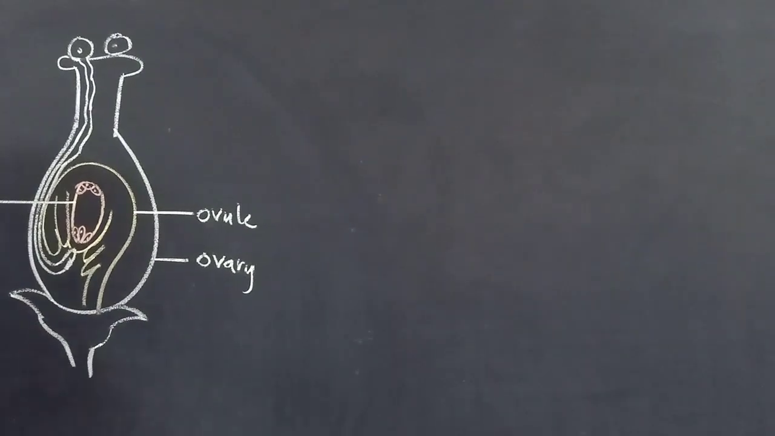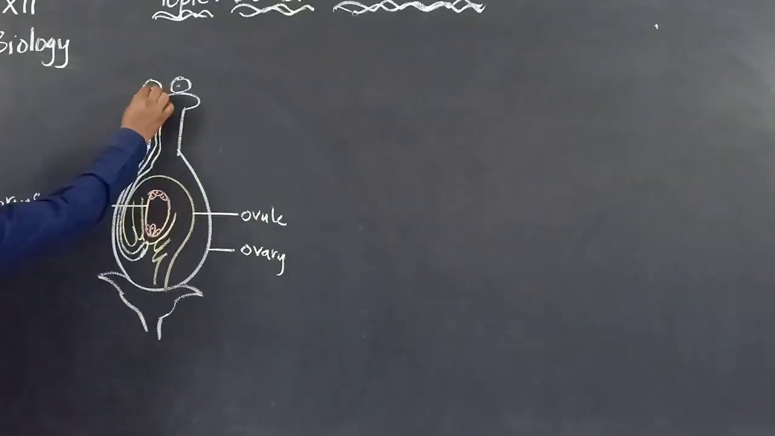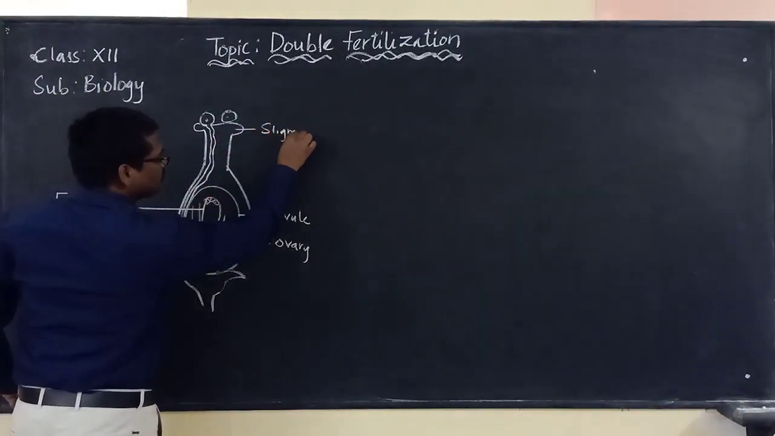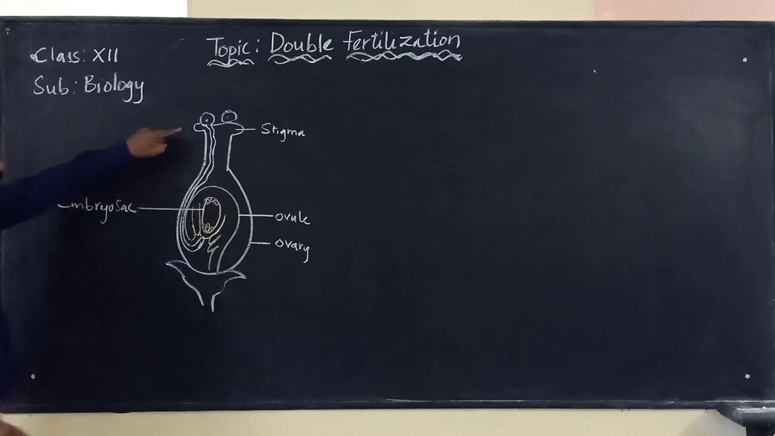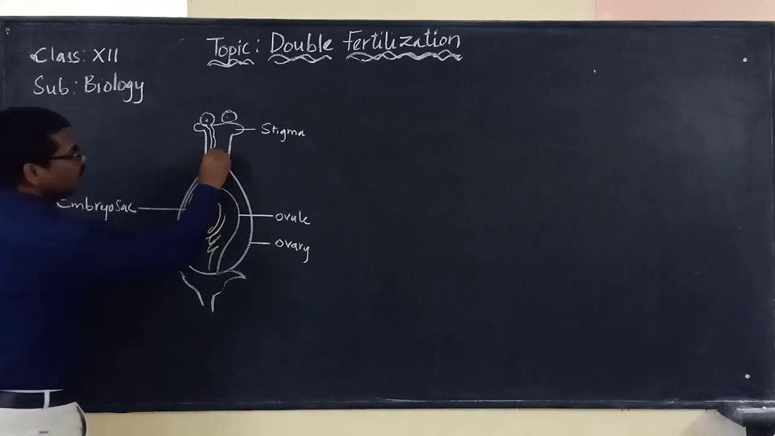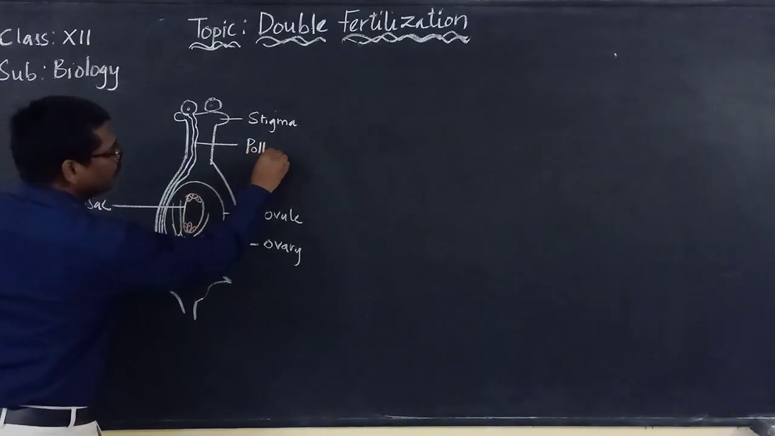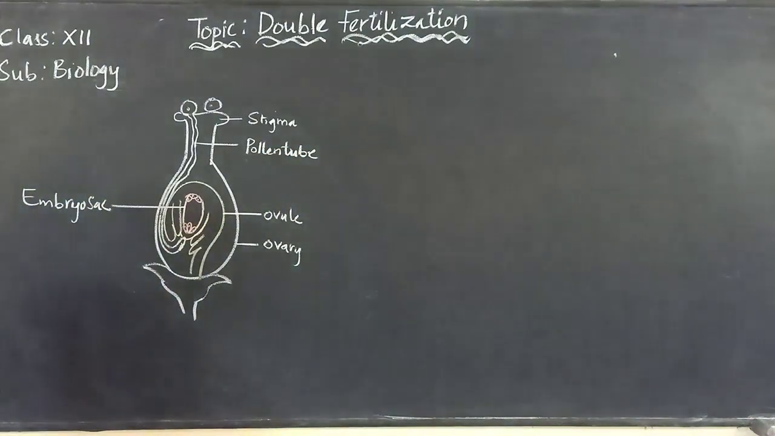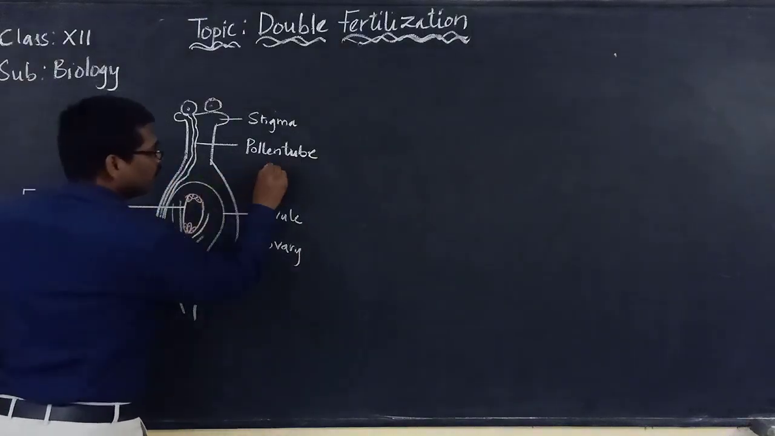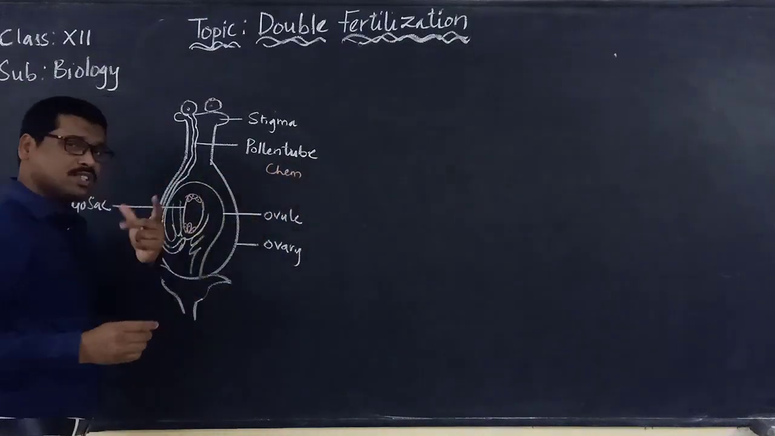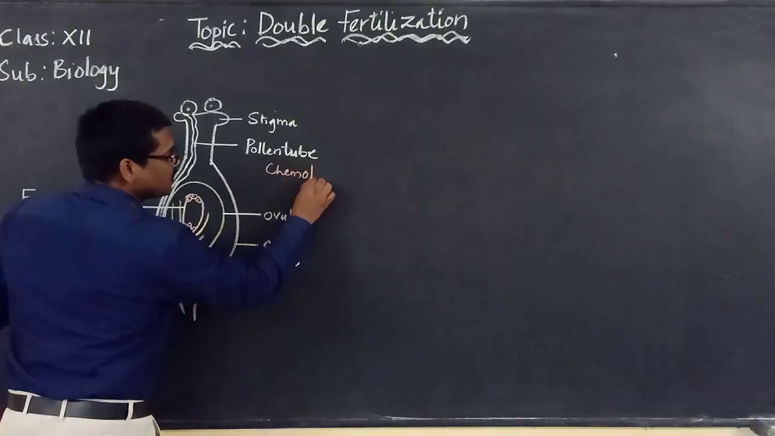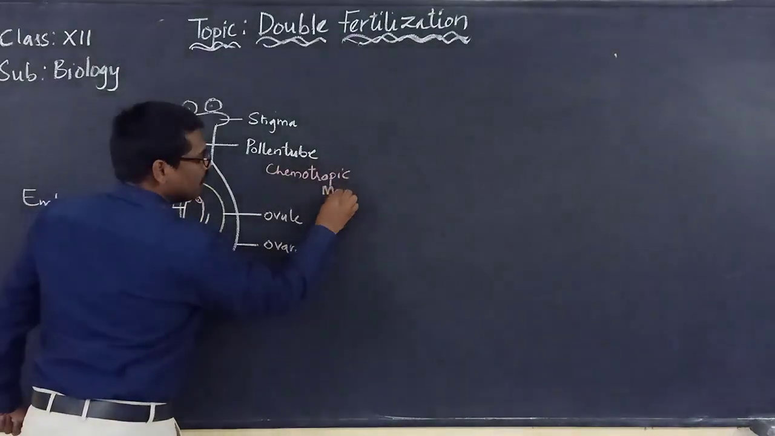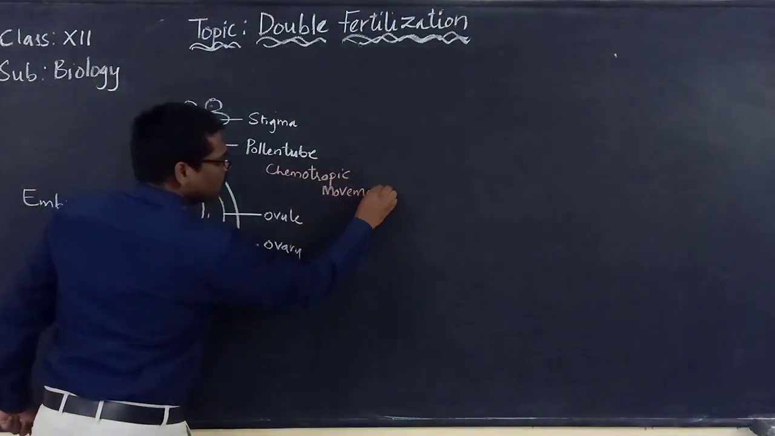So quickly we will see what pollen-pistil interaction is. When the pollen grain falls on the stigma, the pollen grains will produce the pollen tube. Growth of the pollen tube is under the control of various types of chemicals, so we call it chemotropic movement. The pollen tube will be showing chemotropic movement. Please remember this. So what do we mean by chemotropic movement?